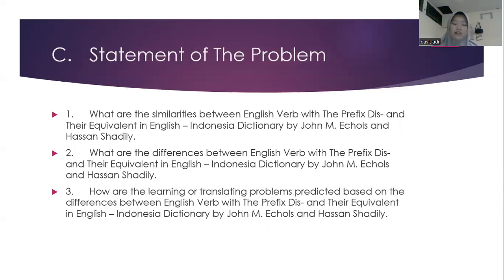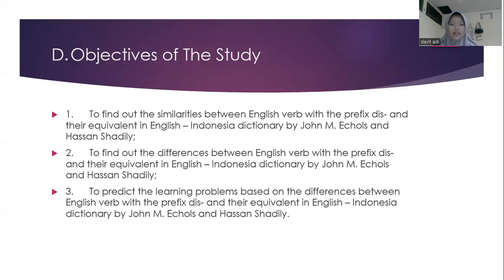And C, statement of the problem. Number 1 is what are the similarities between English verbs with the prefix dis- and their equivalents in the English-Indonesian Dictionary by John M. Echols and Hassan Shadily. And the second is what are the differences. And the third is how are the learning or translating problems predicted based on the differences between English verbs with the prefix dis- and their equivalents in the English-Indonesian Dictionary by John M. Echols and Hassan Shadily. D.